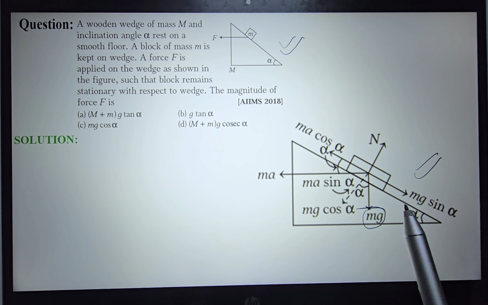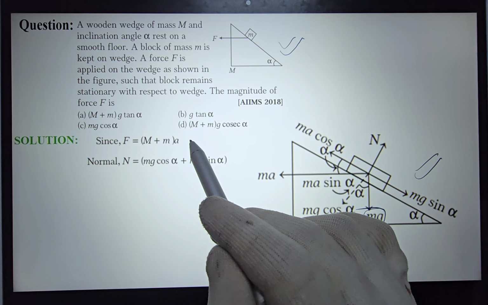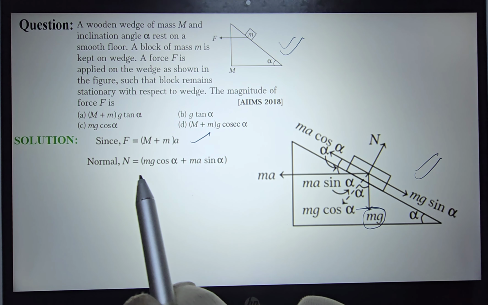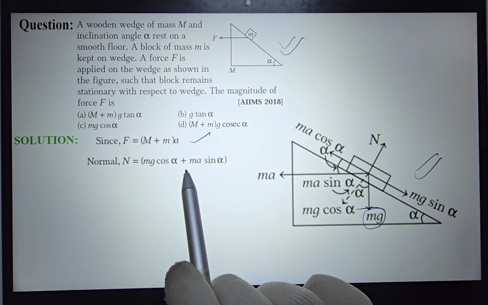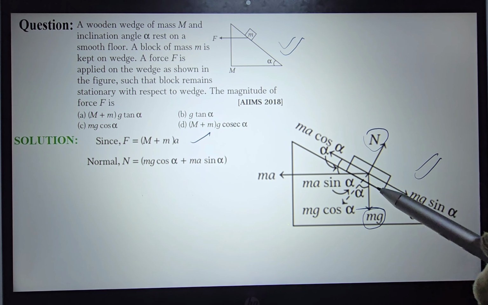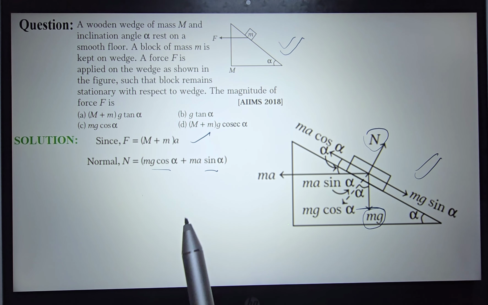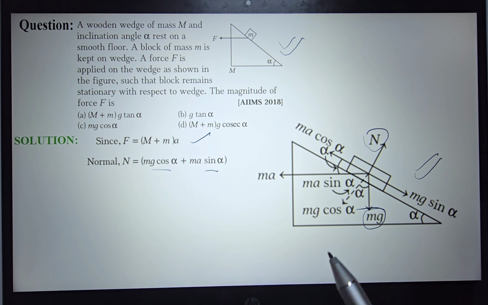Now using this particular free body diagram, I can easily find out the value of F, which is equal to M plus m into a, and the normal is nothing but mg cos alpha plus ma sin alpha, because if you are equating this with the given components, this would be the summation of these two components. So we apply pseudo force on the block by observing it from the wedge. Now with the help of these two equations, you can easily find out the value of acceleration.